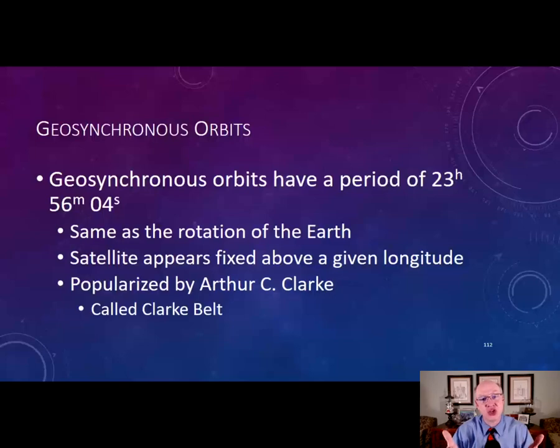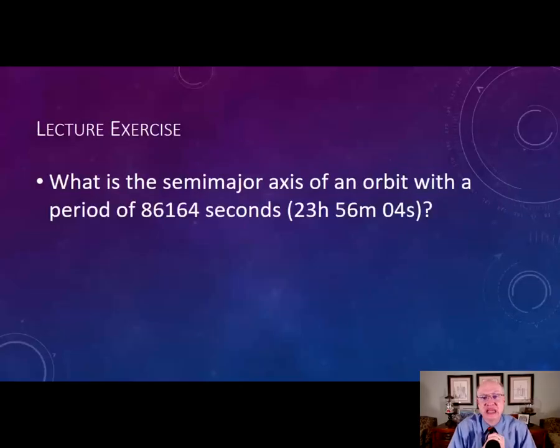So the question I have for you is, how high up is the geosynchronous orbit belt? So I want you to answer this question. What is the semi-major axis of an orbit with a period of 86,164 seconds? If you're curious, that's 23 hours, 56 minutes, and 4 seconds. So I want you to use Kepler's third law as modified by Newton. Plug in the period of 86,164 seconds and calculate the semi-major axis in kilometers. So stop the lecture, go out, do the lecture exercise, and then come back.